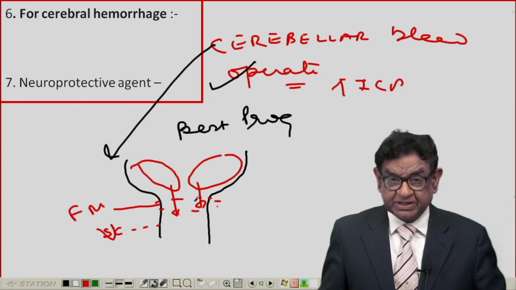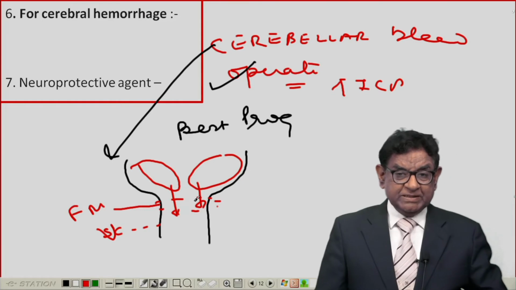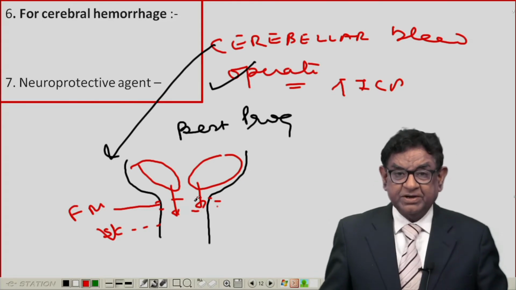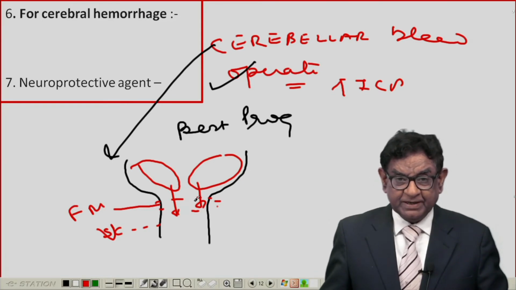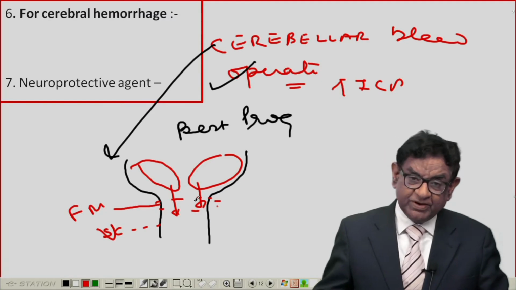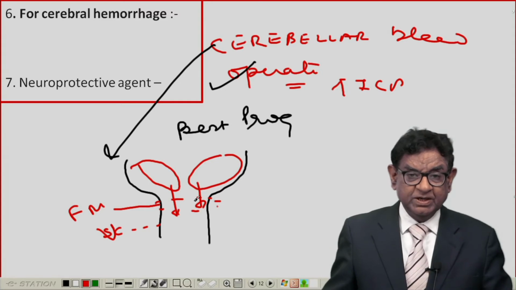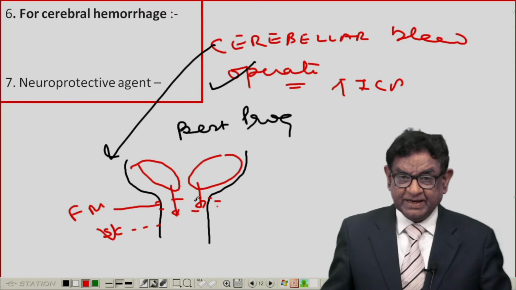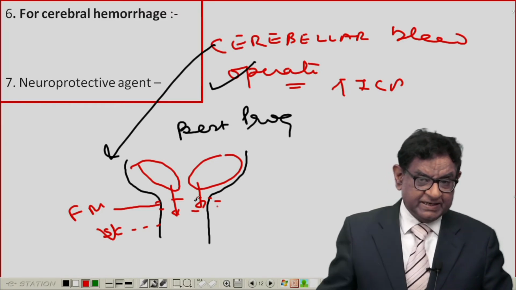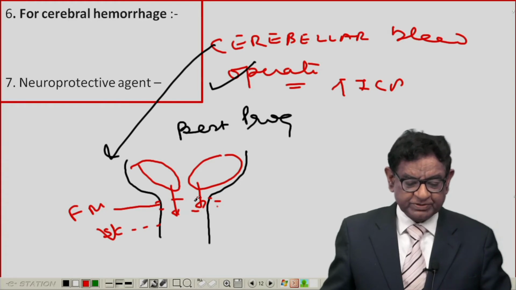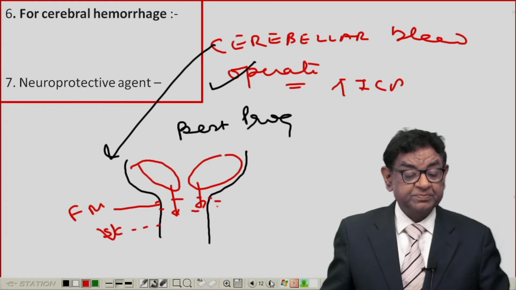So in a nutshell, cerebral bleed has the best prognosis if treated early because we can operate, and if not, the first person to die is again the cerebellar bleed, because after all the hemorrhage at every place, the first to die is cerebellar because of coning of the cerebellar tonsil.